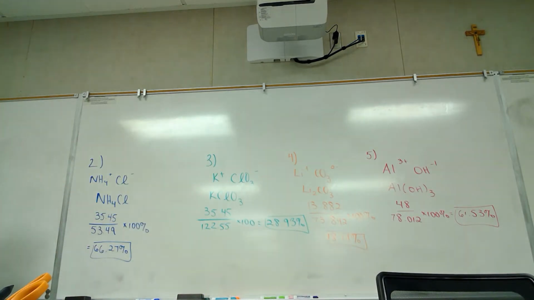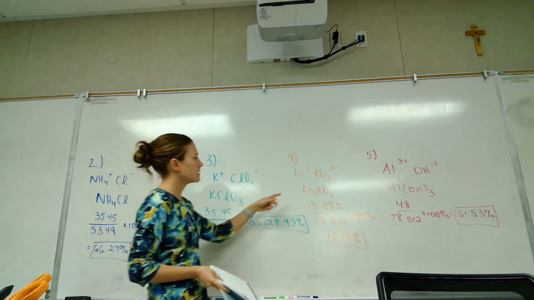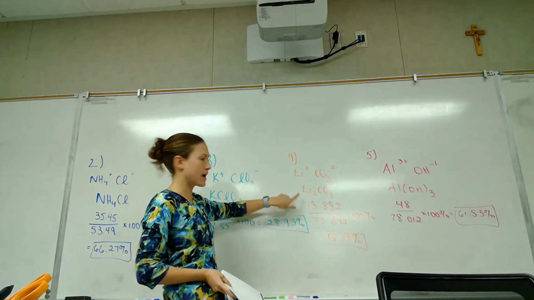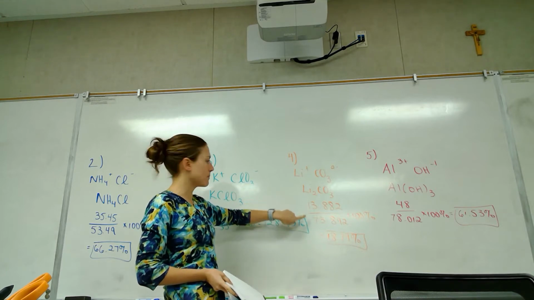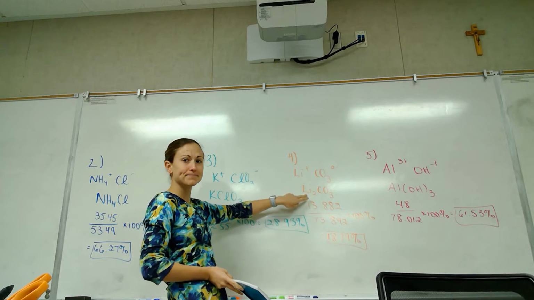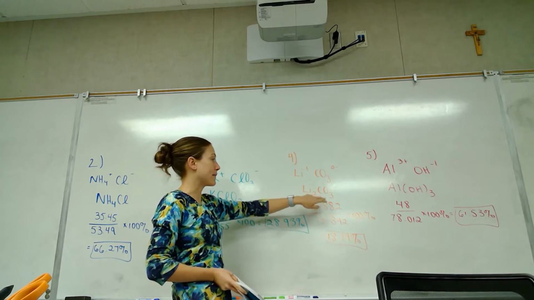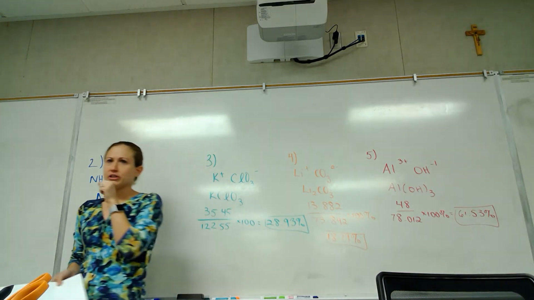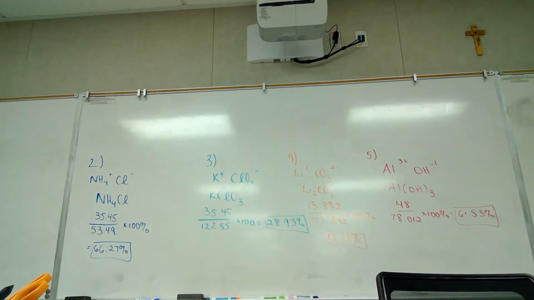Are there any questions for number 1 through 5? Okay, so what part did you look at in the work that I did? Did you get Li2CO3? Did you get 13 for the top? So go back in. How many lithiums do you have? 2. How many carbons? 1. How many oxygens? 3. Go back, double check yourself.